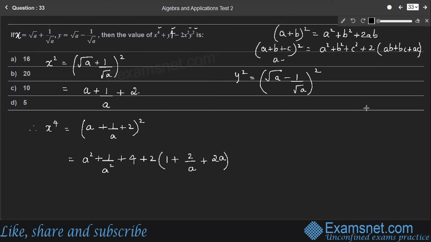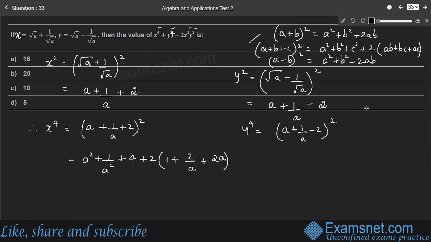Therefore, this is in the form of (a − b) the whole square, which is a square plus b square minus 2 times ab. Therefore, y square becomes (√a) the whole square, which is a, plus b square becomes 1 by a, minus 2 times a into b becomes 1, right? Therefore, y to the power of 4 is (a + 1 by a − 2) the whole square, that is (y square) the whole square.